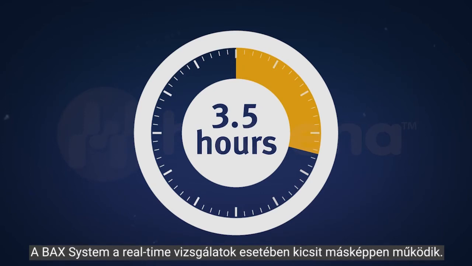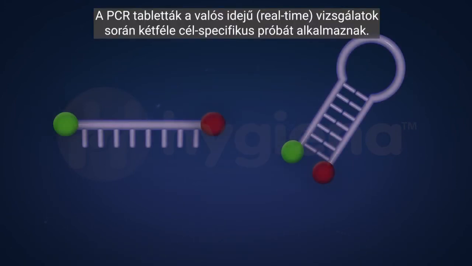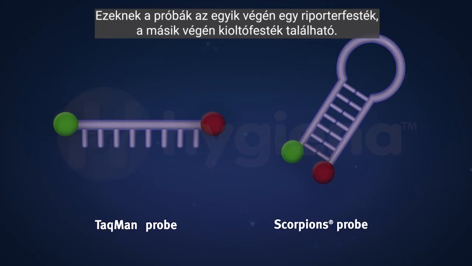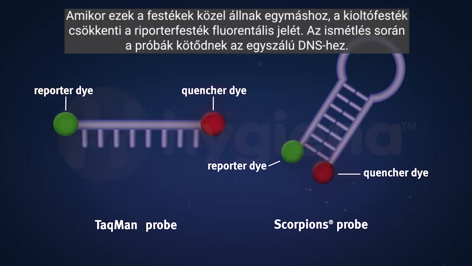For real-time assays, detection in the BAX system works a little differently. The PCR tablets in real-time assays contain one of 2 different types of target-specific probes. These probes contain a reporter dye on one end and quencher dye on the other end. When these dyes are close together, the quencher dye reduces the fluorescent signal of the reporter dye.